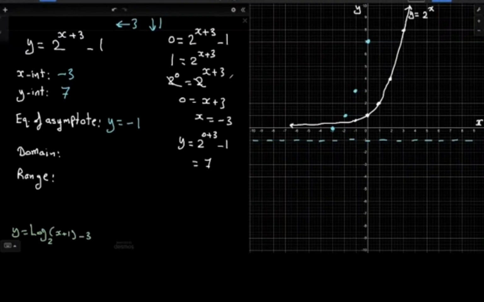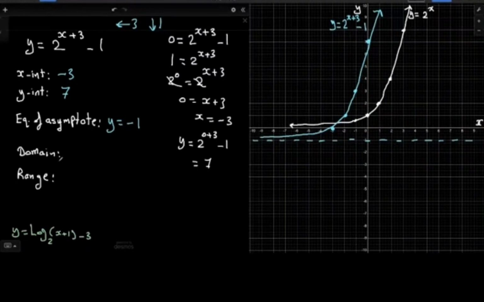The domain, let's graph this. So it's going to get very close to the asymptote, never touch it. And we have this. And this is how y equals 2 to the power of x plus 3 minus 1 looks like.